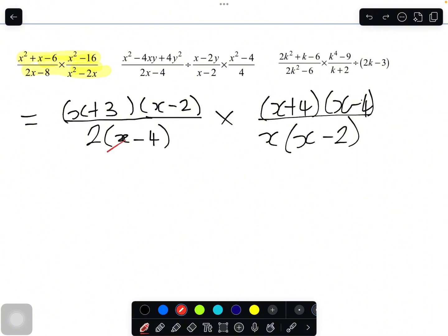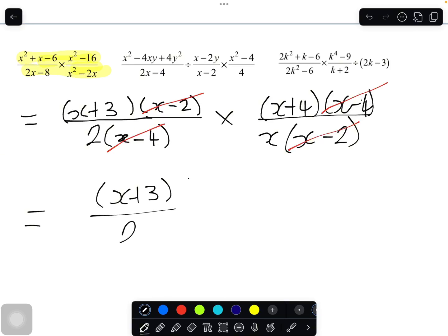So while knowing that, let's see where we can cancel off. We got an x minus 4 here, it cancels off with this x minus 4. We have this x minus 2, cancels off with this x minus 2. Now let's see what we are left with after having it like that. We'll have x plus 3 over 2 times x plus 4 over x.